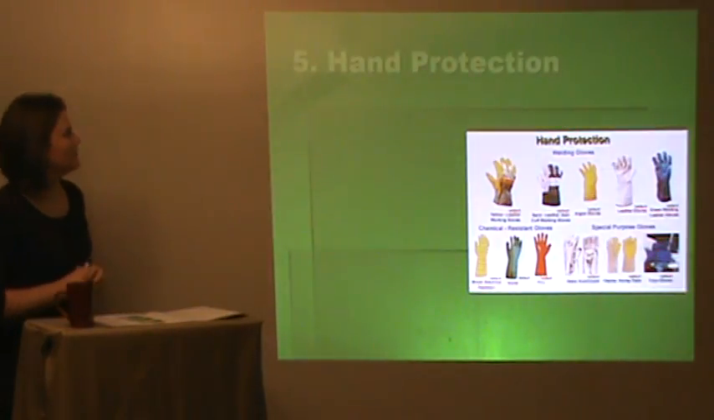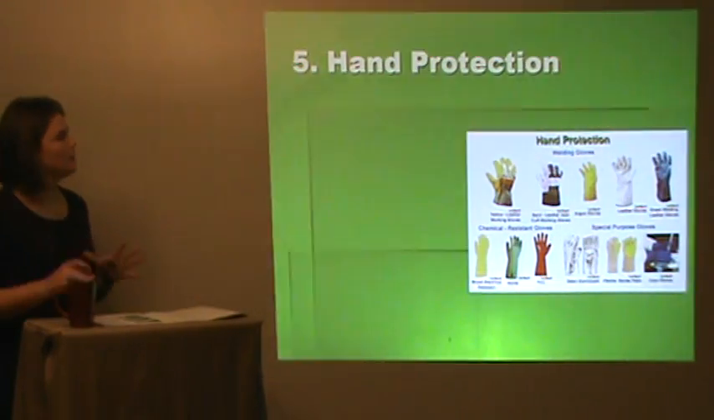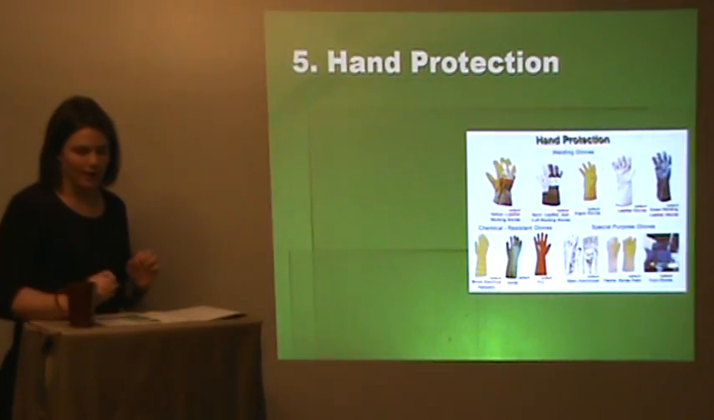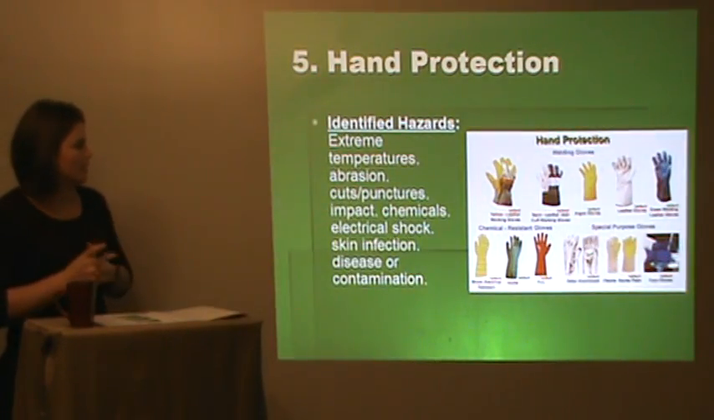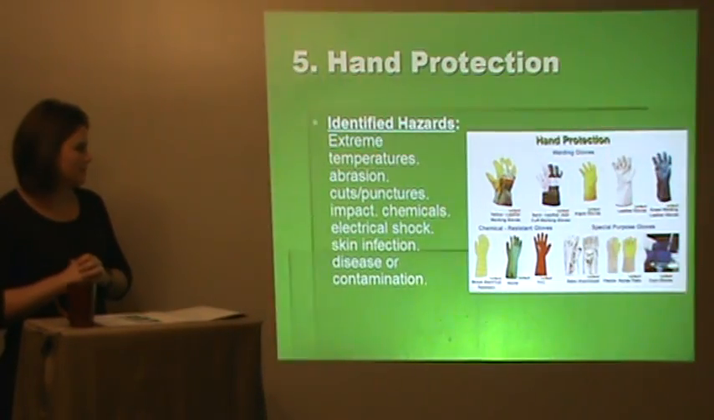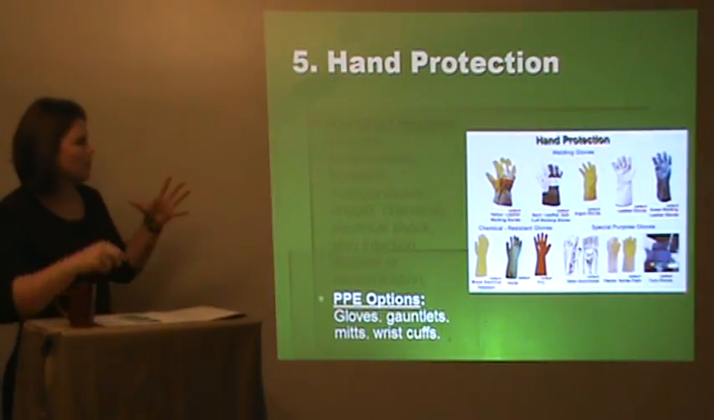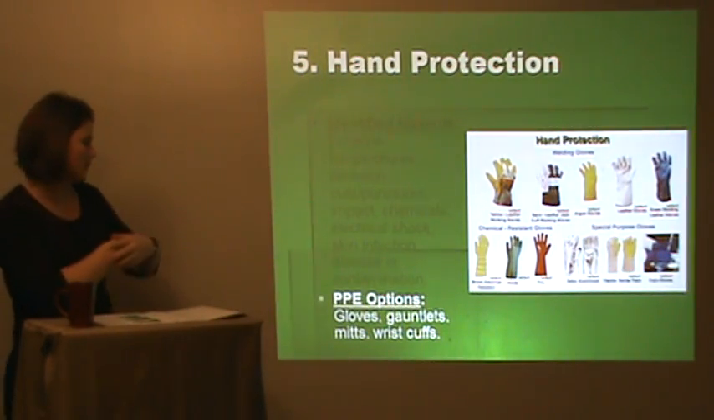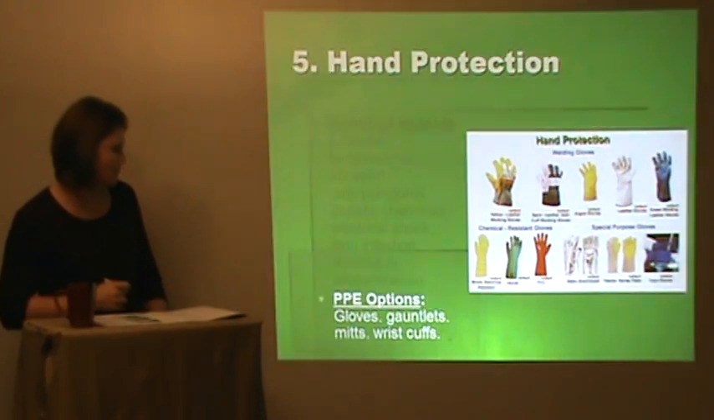Alright, and on to the fifth category of PPE, that's hand protection. You have to be able to do your work, so you need to protect your hands. If you could be exposed to extreme temperatures or cuts or abrasion, chemicals, electrical shock, evaluate your work environment, and you need to be wearing some type of PPE, such as gloves, the obvious choice, but there are different types of gloves. But if your arms are at risk, greater than your hands, there are the gauntlets and the mitts.